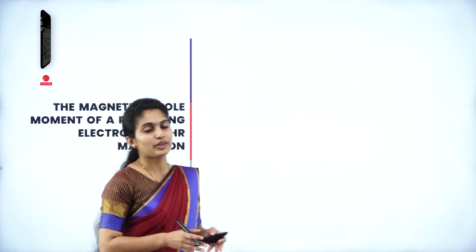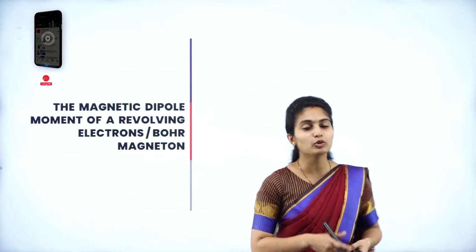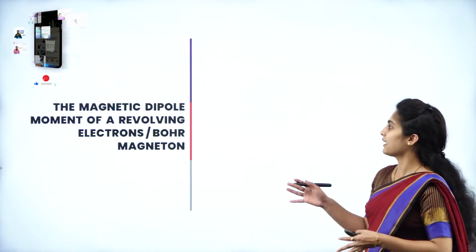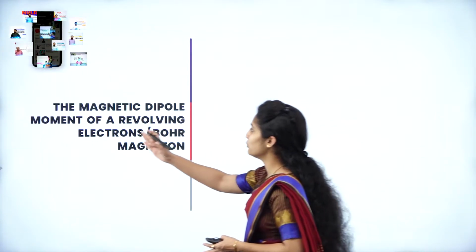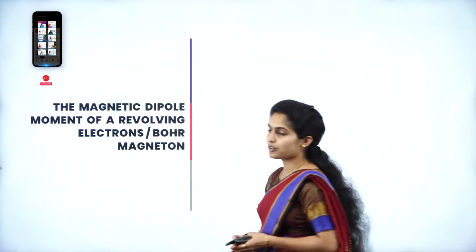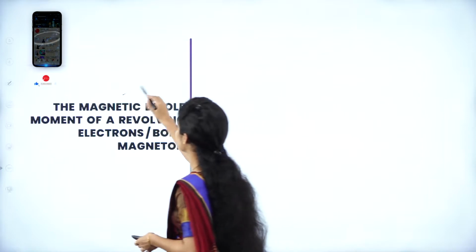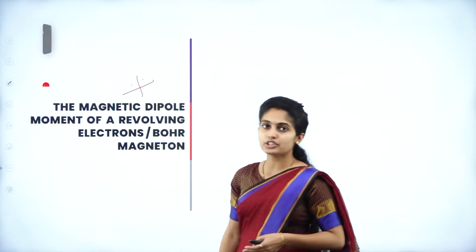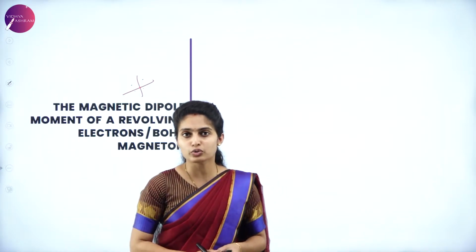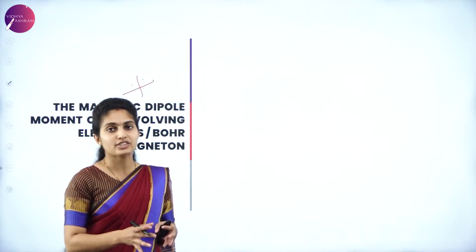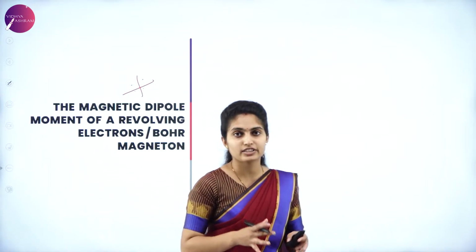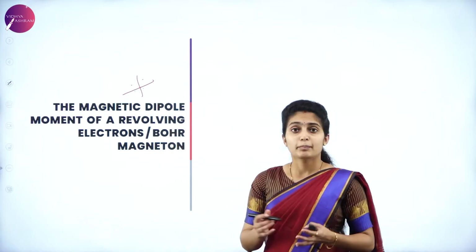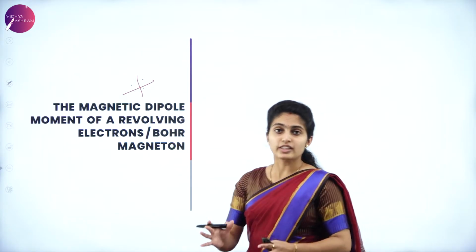In today's class, we are dealing with something more about the moving charges and magnetism concept, and that is nothing but the magnetic dipole moment of revolving electrons, or it is also called the magneton, which is a very important derivation. So you all know that there is a magnetic moment in the case of electrons. The electrons exhibit a certain magnetic dipole moment. So let us get into it.